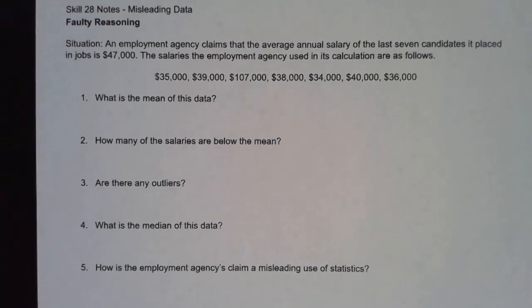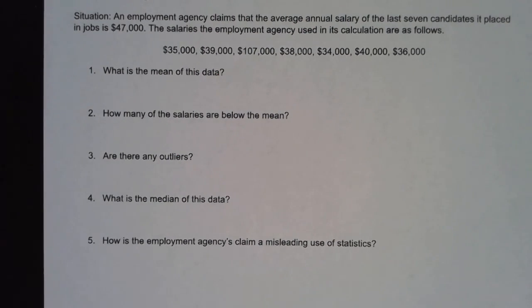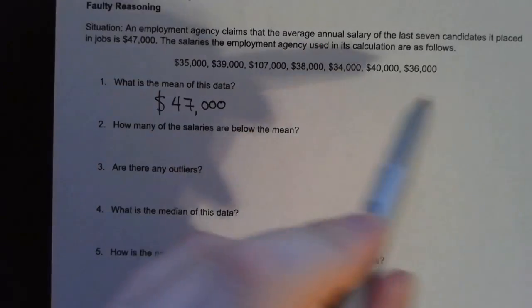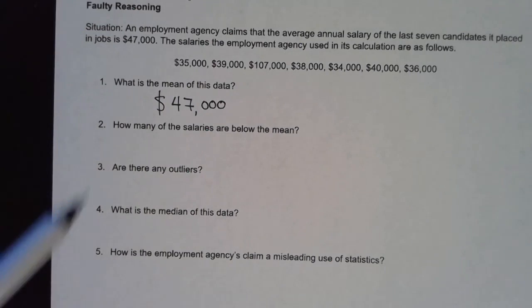So the situation: an employment agency claims that the average annual salary of the last 7 candidates it placed in jobs is 47,000. The salaries the employment agency used in its calculation are as follows. So we're given the 7 salaries here. This is what is the mean of the data. So I'm going to go ahead and calculate that, make sure that that is correct. When I added these 7 figures together and divided by 7, I did get 47,000, which is what it says right here. So that is accurate.